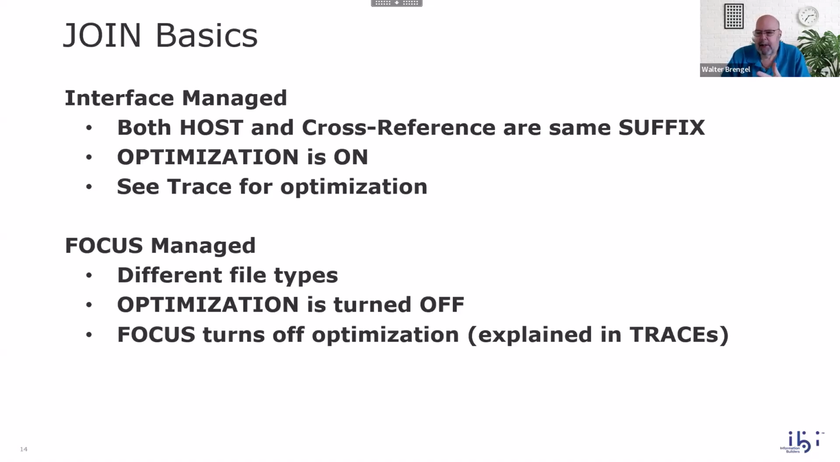Focus managed, if that all fails, it becomes focus managed. So you could have different file types, your optimization is turned off, or focus decides to turn the optimization off. Why would that happen? Well, you would have to check the traces, but it'll tell you, maybe you're doing a define expression that we weren't able to pass to the relational engine. In that case, we would turn off optimization, bring back the data to do the calculation, and we would then do the processing.